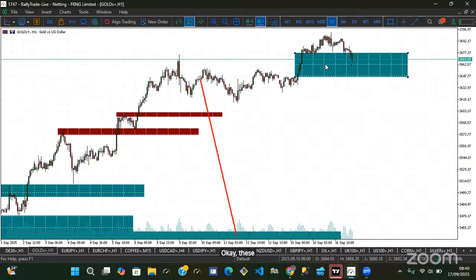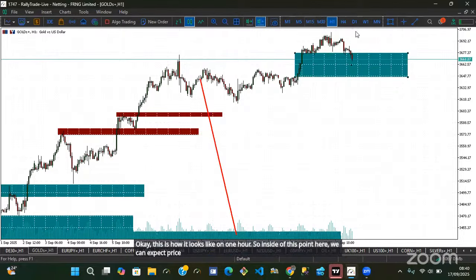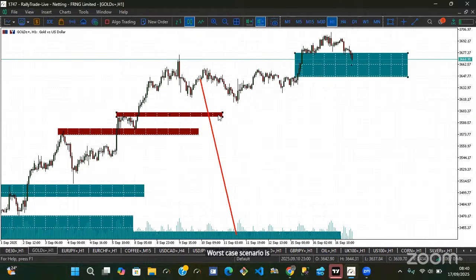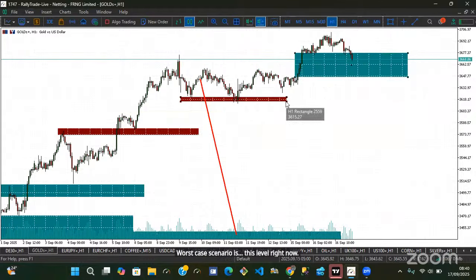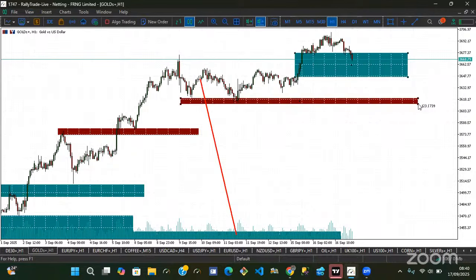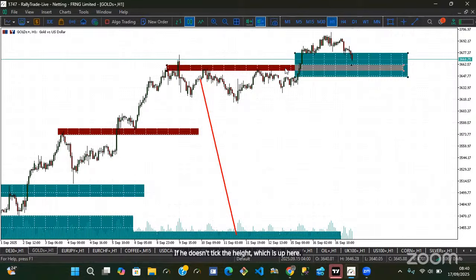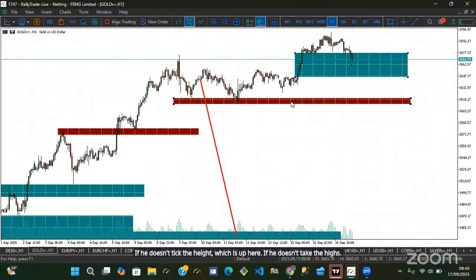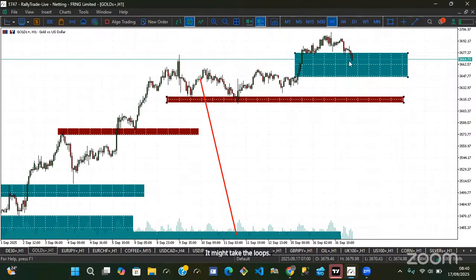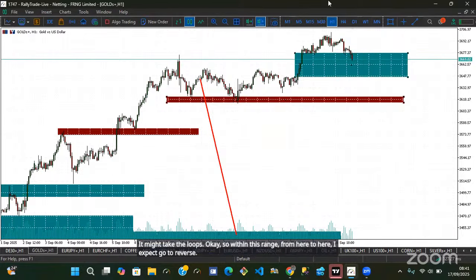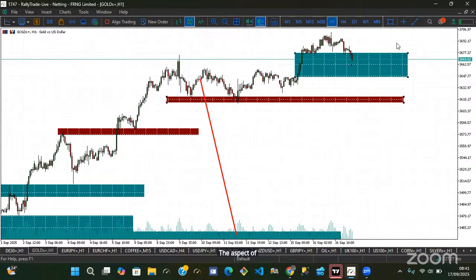Okay, this is how it looks on 1 hour. Inside of this point here, you can expect price to reverse and start going to the upside. Worst case scenario is this level right now. If it doesn't take the high up here, it might take the lows. So within this range, from here to here, I expect gold to reverse and keep pushing to the upside.